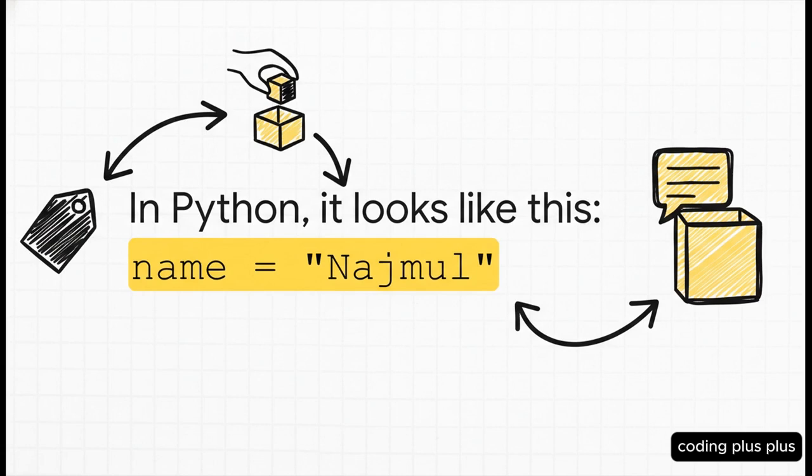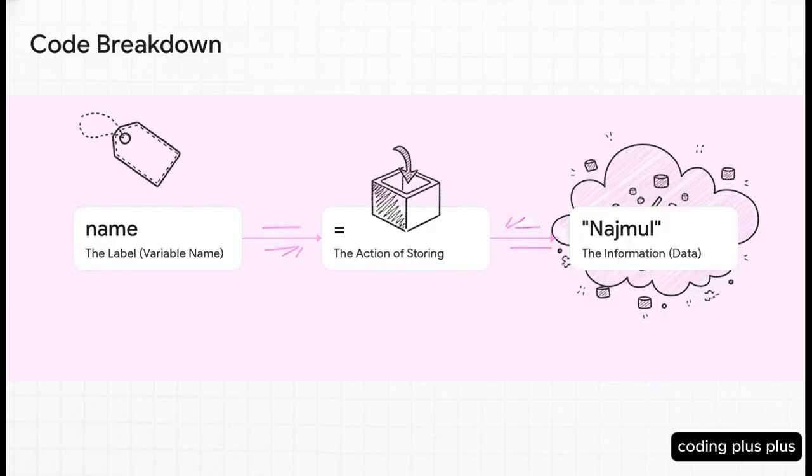This one little line of code is a direct instruction to the computer. It says, hey, create a new box, stick the label name on it, and then put the text Najmol inside. Done. And if we break that down, it's super straightforward. On the left, you've got name, that's our label. That equal sign in the middle, that's the action. It basically means assign this or store this. And on the right, you've got the actual information we're storing, the text Najmol. That's the whole thing right there.